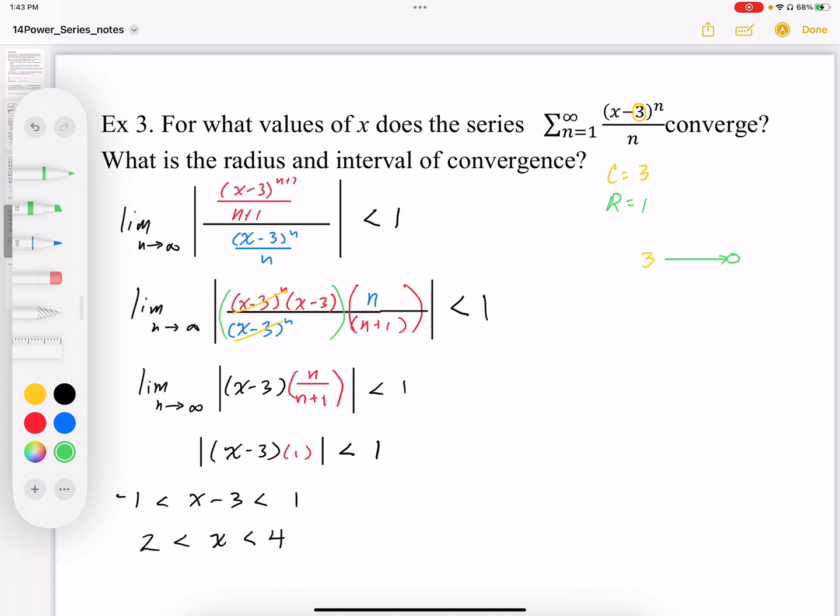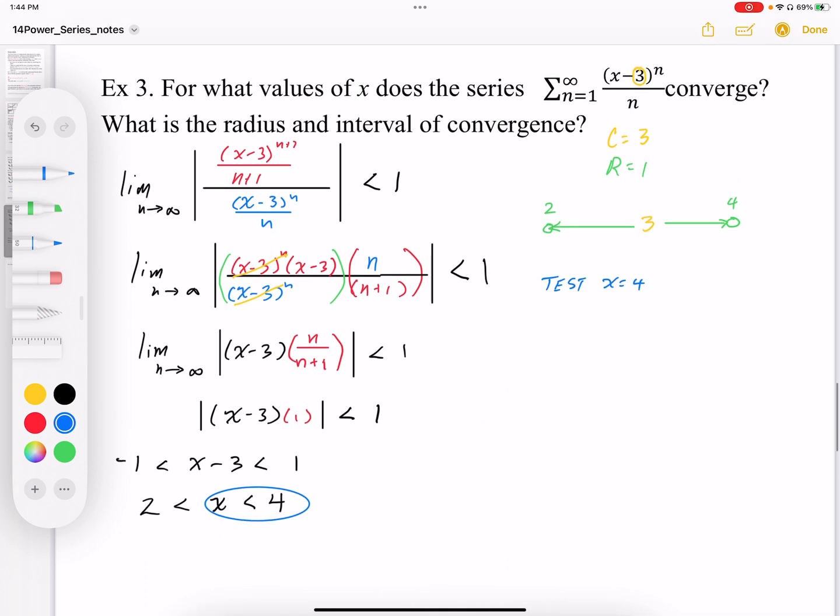Okay, we have an endpoint here at 4, and then we have 1 to the left. Our endpoint then is going to be at 2. So we need to test those endpoints. At this point, we're going to test the right-hand endpoint of x equals 4. The way we do this is we plug it back into the original series.